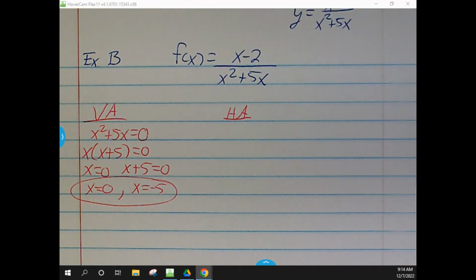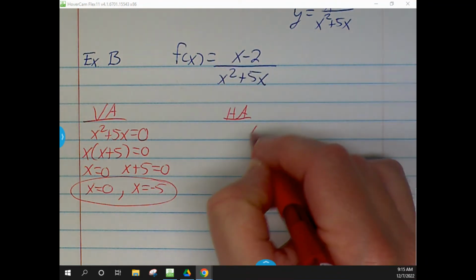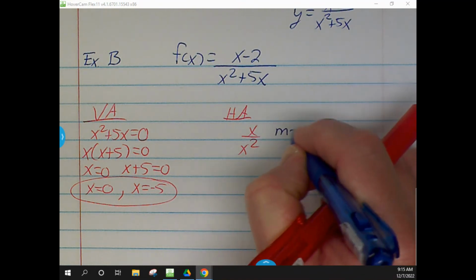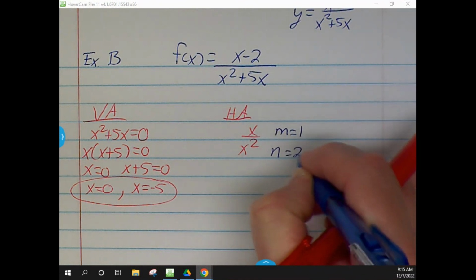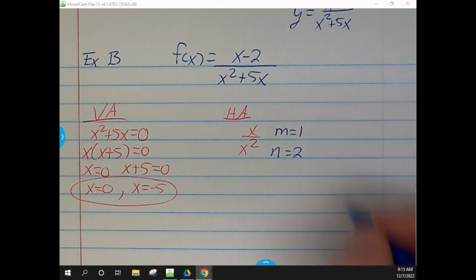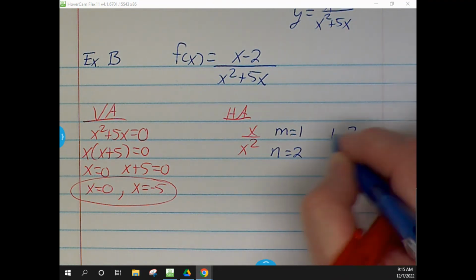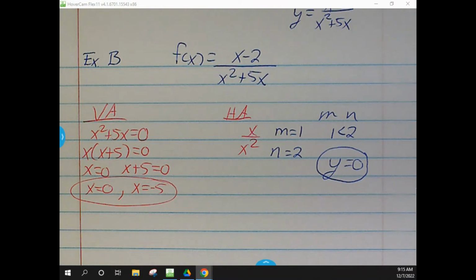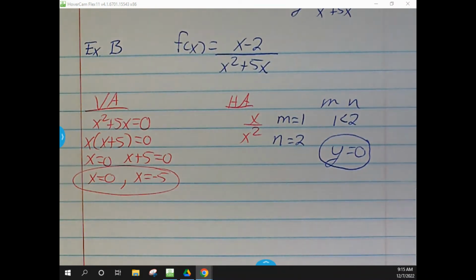Okay, for the horizontal asymptote, again, you're only looking at the leading term, so that's x over x squared. So the numerator is degree 1, denominator is degree 2. So we're comparing 1 and 2. And again, m is always first. 1 is less than 2. So that by default puts the asymptote back at y equals 0. Okay. Everybody okay with that?